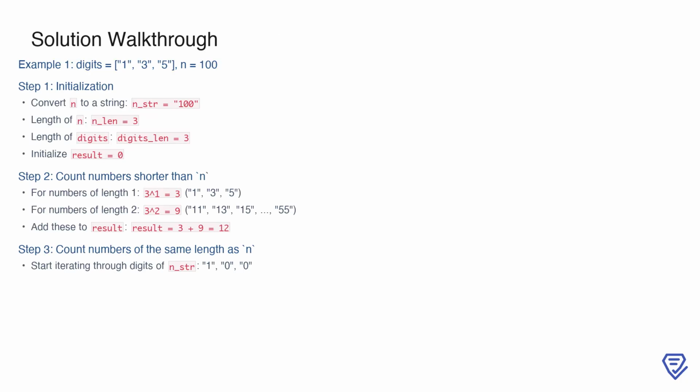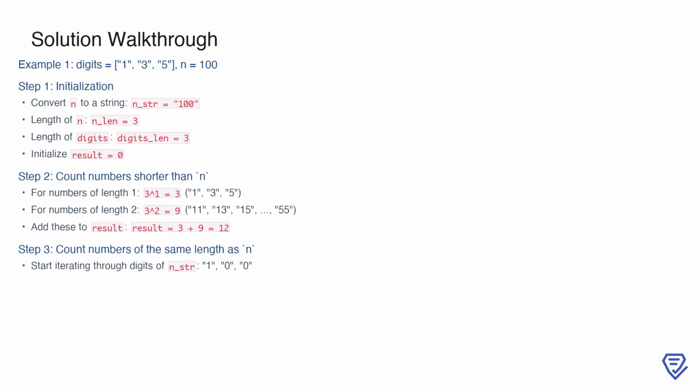To solve this problem, we begin by initializing some key variables. First, we convert the given number n into a string, which allows us to analyze its digits individually. Here, n is 100, so n_str becomes "100". Next, we determine the length of n as n_len equals 3 and the length of the digit set, which is also 3. We initialize result to 0 to start accumulating our count.